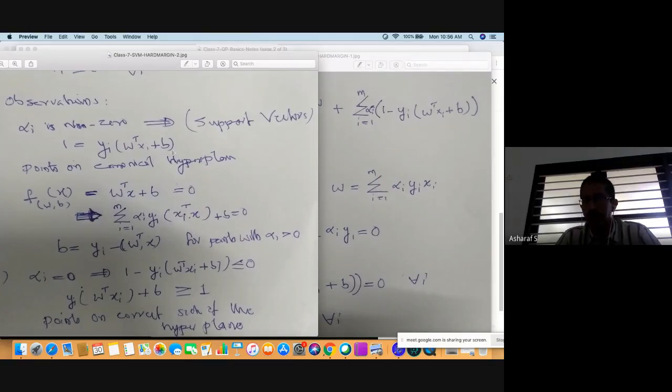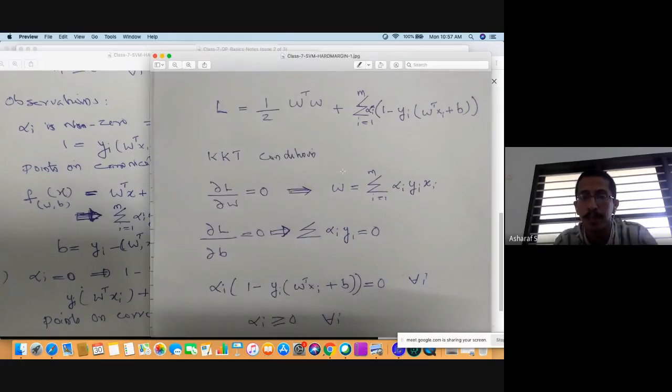Ya is the label, W and B are your hyperplane, xi is a point under consideration. The point xi is actually lying on the boundary. So for xi, W transpose xi plus b into yi is equal to 1, meaning this is a point which is on the hyperplane. Let's go back and look at this particular equation, just for your understanding.